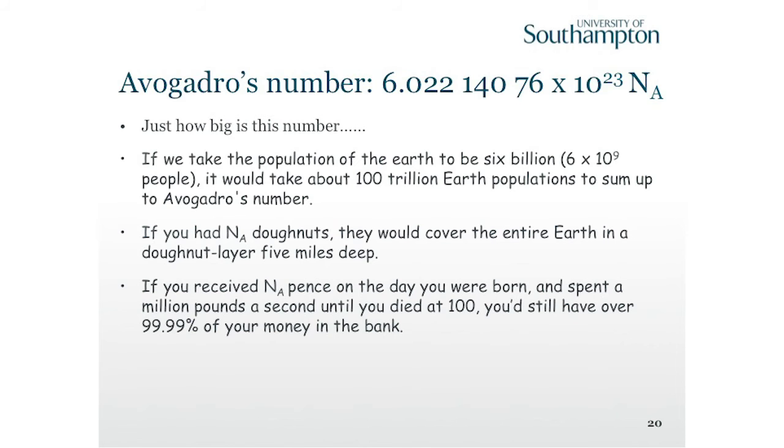The one I particularly like is if you had Avogadro's number of donuts and you spread them equally all over the entire Earth, then the donut layer would be 5 miles deep. But I'll leave you to choose whatever sorts of examples you might want to give to your students.